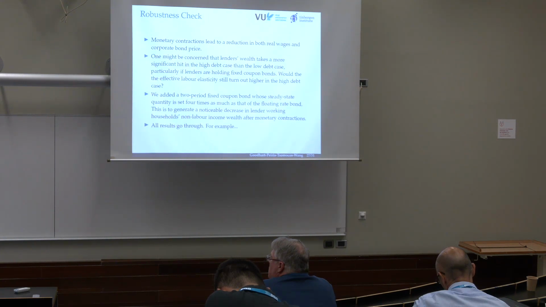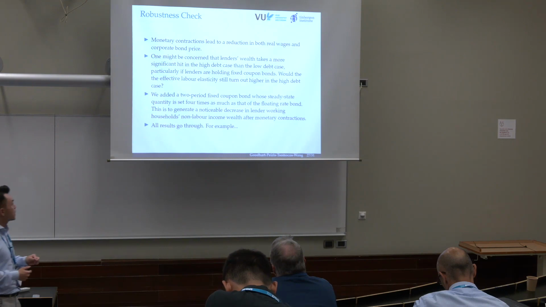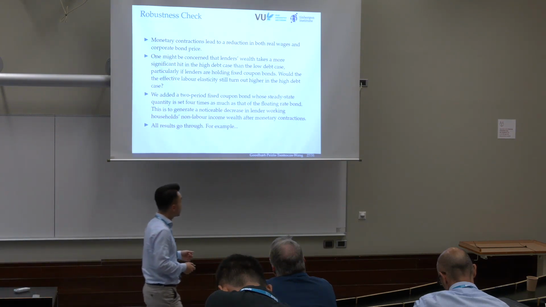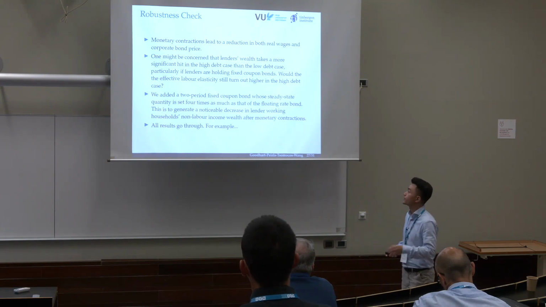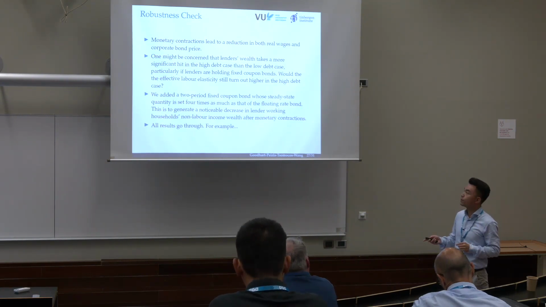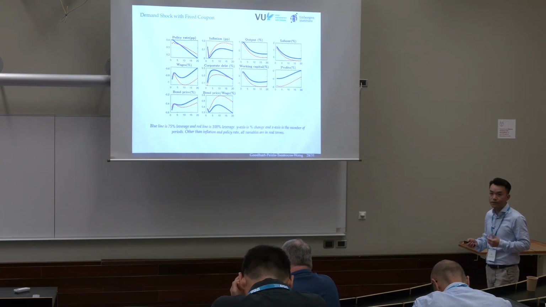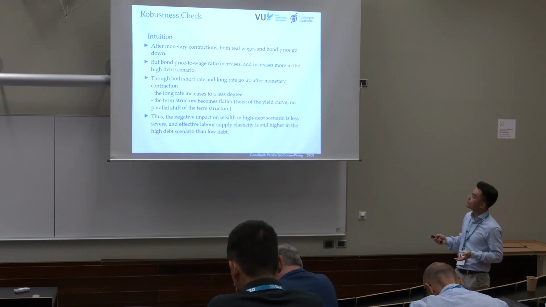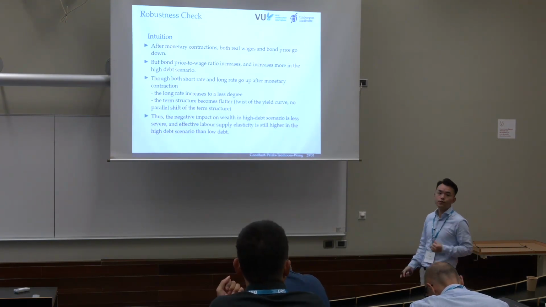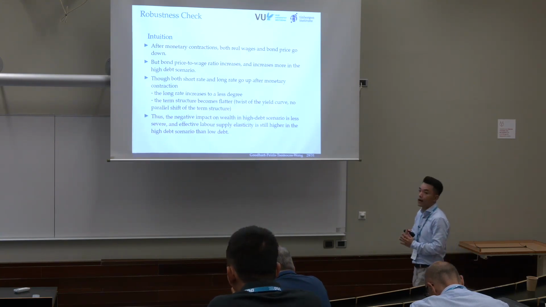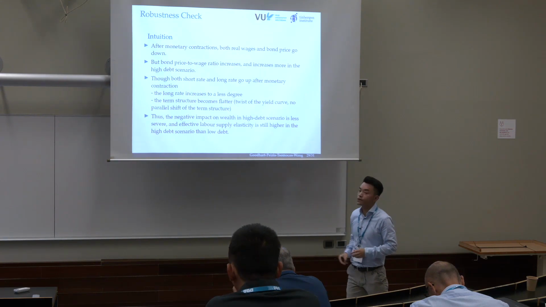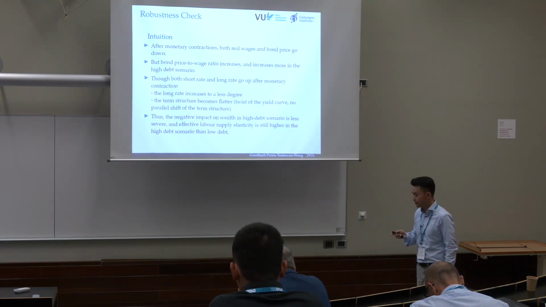Now, in terms of the robustness check, we also consider a fixed coupon bond for the corporate debt, and all the results go through. In the interest of time, I won't be able to go through the specifics, but this has to do with the term structure of interest rates and the flattening of the Phillips curve. And if we have time, we can discuss the robustness check later on.